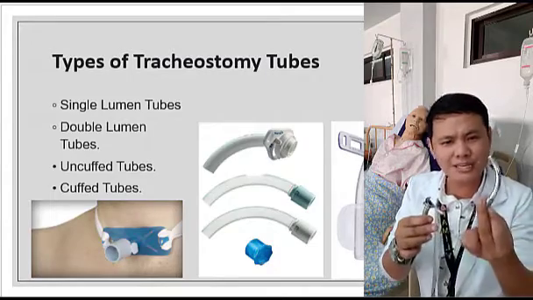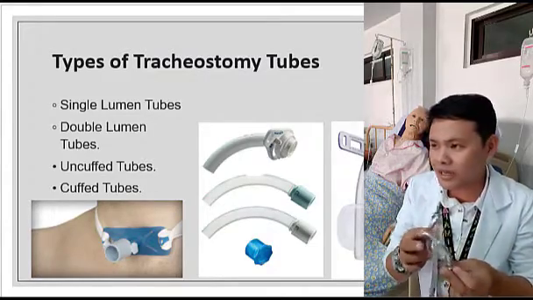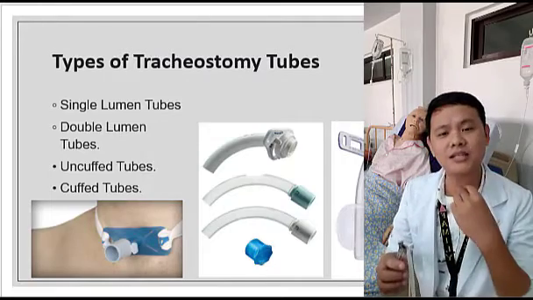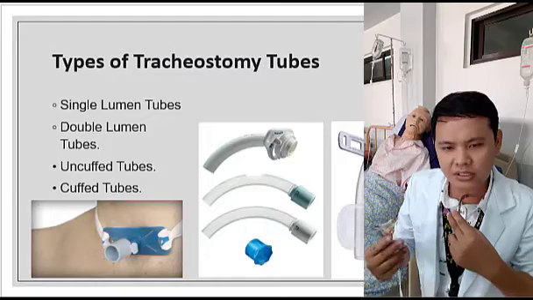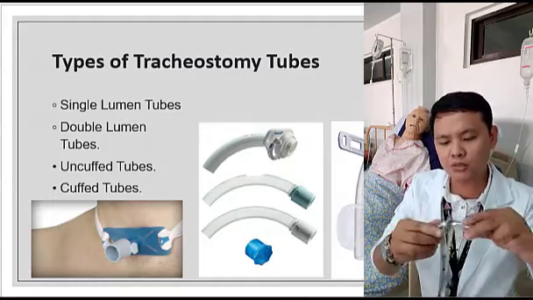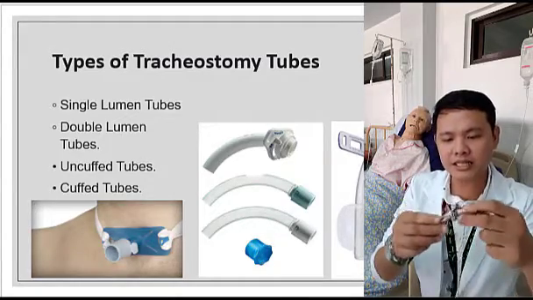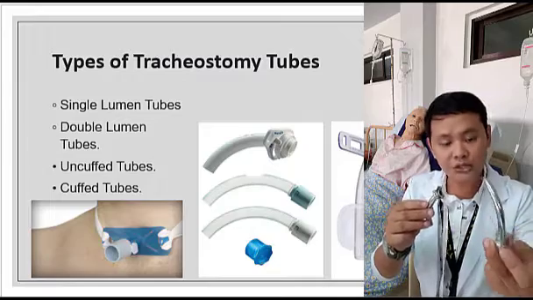Why? Because we clean it. Unlike the single lumen, only one tube is inserted. So, it's hard to clean. It's really hard to clean that one. But for the double lumen, what we only clean is this one, the inner tube. Okay?